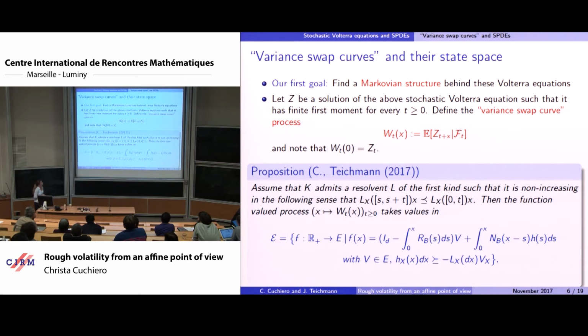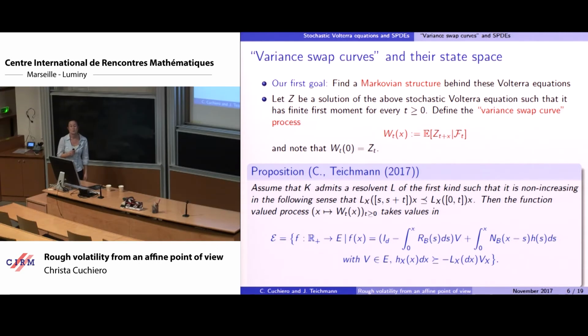And for this process of variance swap curves, we want to find a state space, and this is described in this proposition. So here we assume that our kernel has this resolvent of the first kind, this L, and this is non-decreasing in this sense. So this is a condition which I think also appears in your theorems. Here this L is a matrix valued measure. We look at it as the measure on the interval from S to S plus T. So this is a matrix we apply to an element in the cone. Then this should, in the cone order, be smaller than this one. So for instance, for the Dirac, this is clearly satisfied because here this is zero and here we have something.